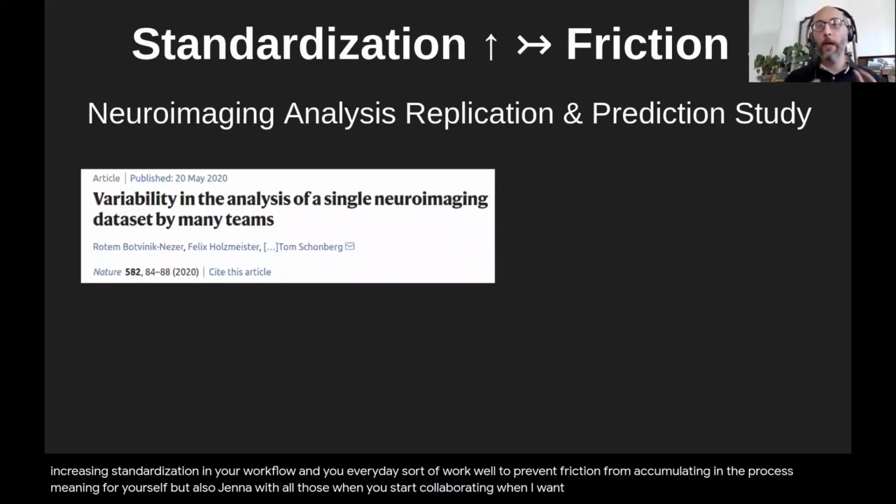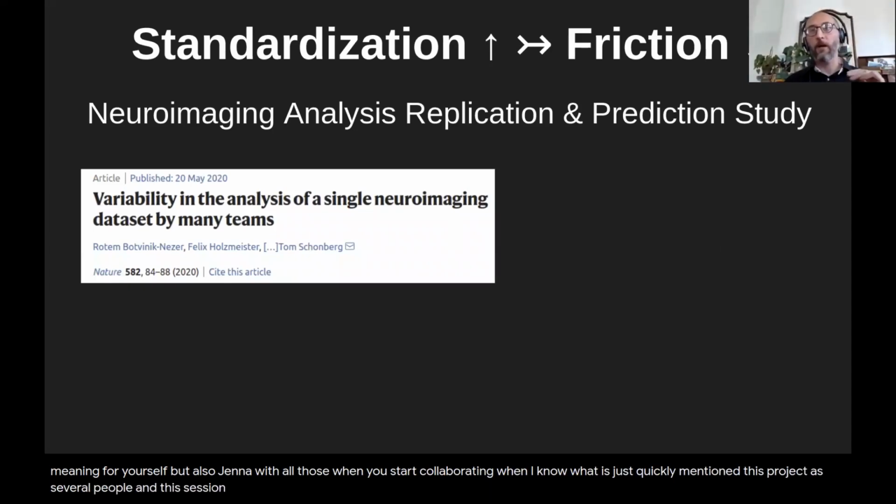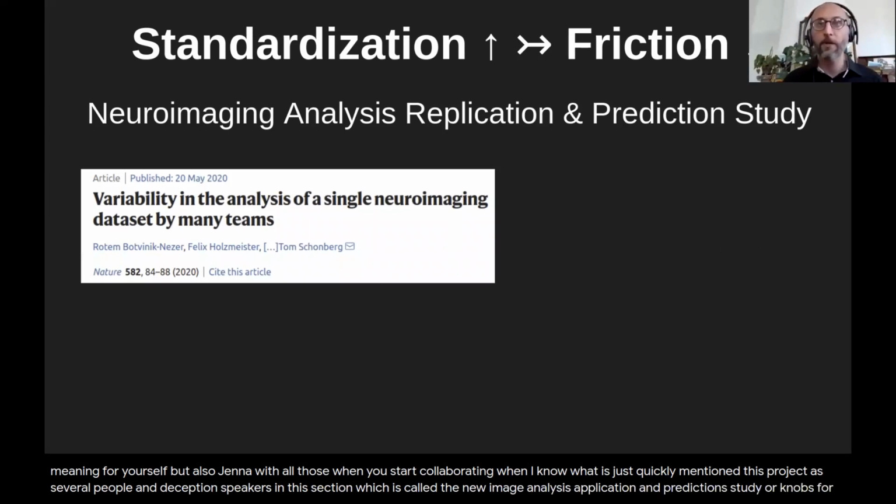And I want to just quickly mention this project that several of the speakers in this session were part of, which is called the Neuroimaging Analysis, Replication, and Prediction Study, or NARPS for short.